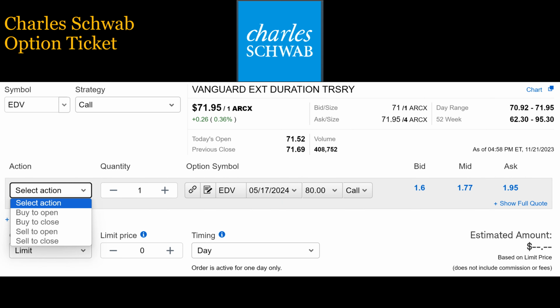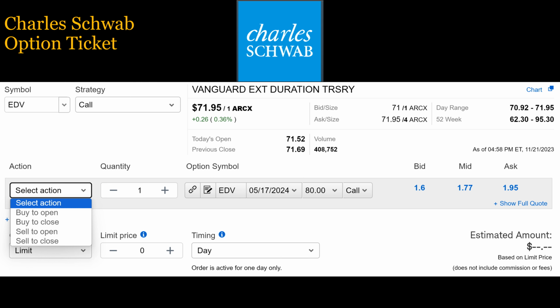Note the drop-down box for Select Action. When you buy an option, you select Buy to Open. To close that transaction, you select Sell to Close. When you want to write an option, you select Sell to Open. When you want to close that transaction, you select Buy to Close. Another very important thing to note is the quantity.